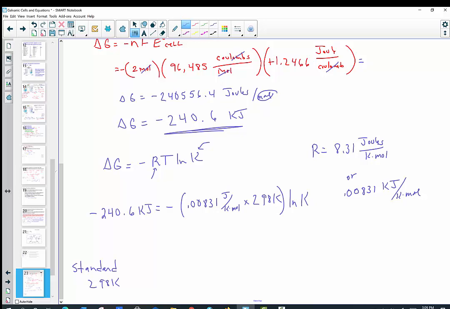So let's see if we can simplify this out. We have negative 2, I'm hitting this on my calculator, negative 240.6 divide by the product of R and T. When I hit that, I got 97.16 is equal to ln K. Let me just clarify, I did negative 240.6 over the product of 0.00831 times 298. I'll hit it again to be sure. Negative 240.6 divided by parentheses. Oops.